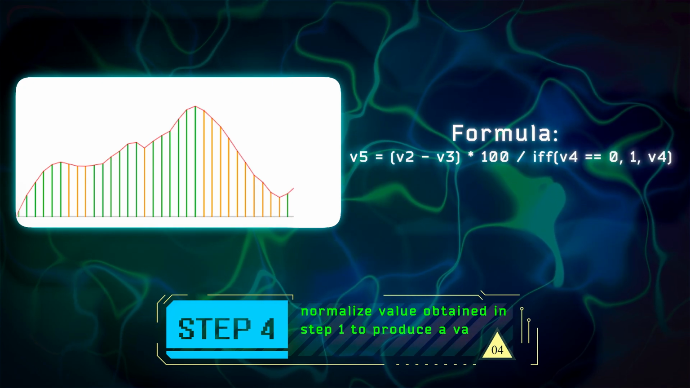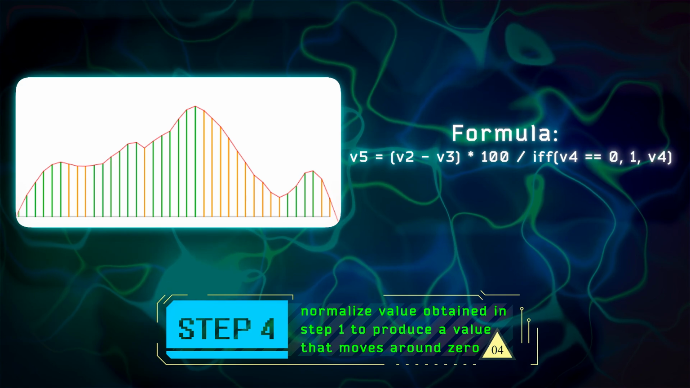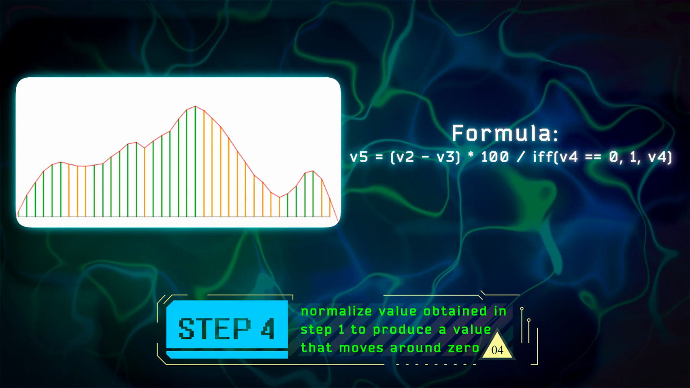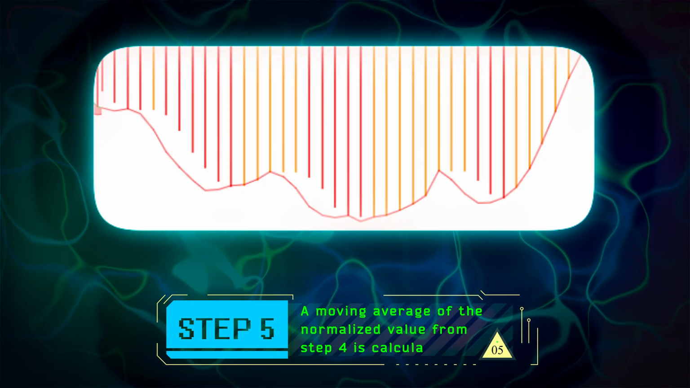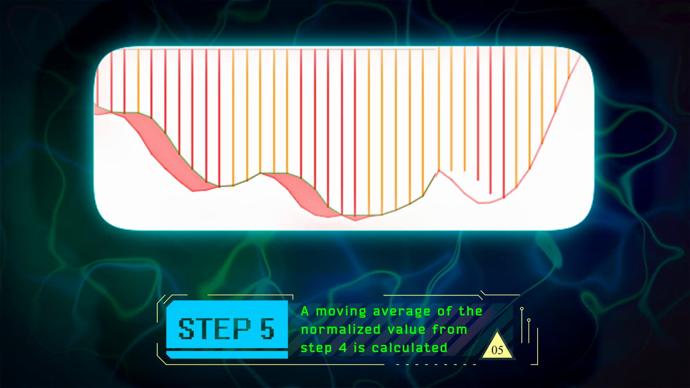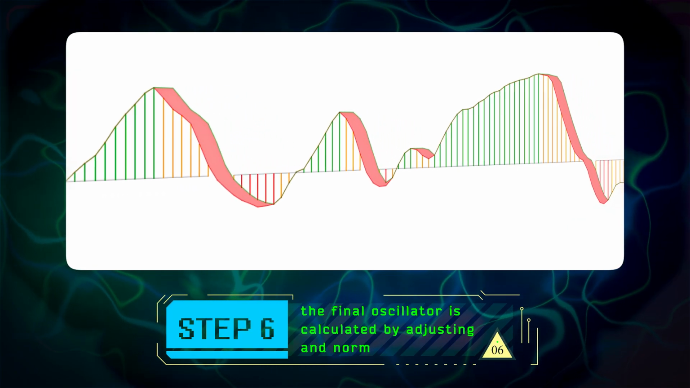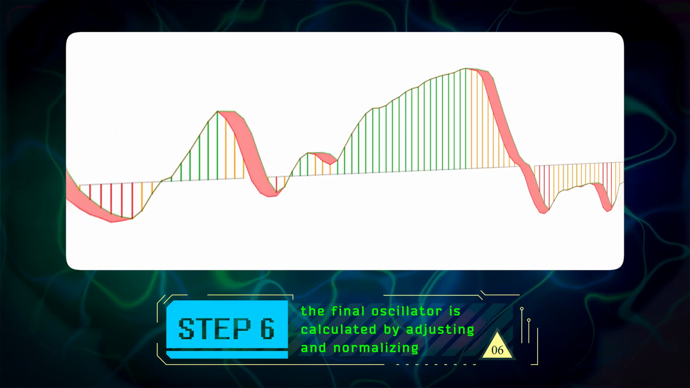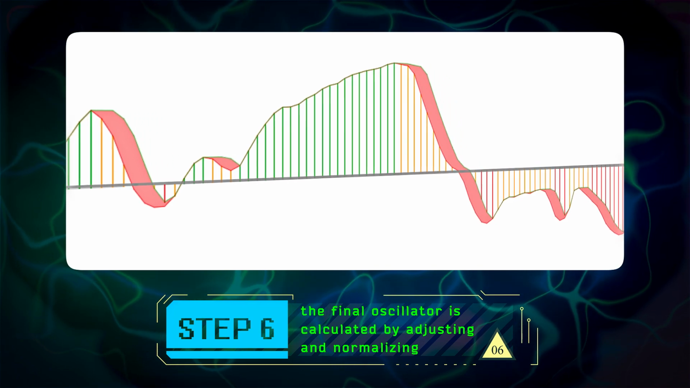Step 4 normalizes the value obtained in step 1 by subtracting the moving average from step 2 and dividing it by the standard deviation from step 3. This produces a value that moves around 0. In step 5, a moving average of the normalized value from step 4 is calculated. This smooths the signal to reduce noise and make it easier to interpret. In the last step, the final oscillator is calculated by adjusting and normalizing the value obtained in step 5. This value fluctuates around 50, which is the central reference point of the indicator.